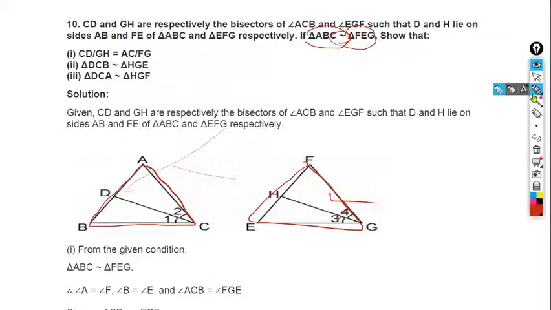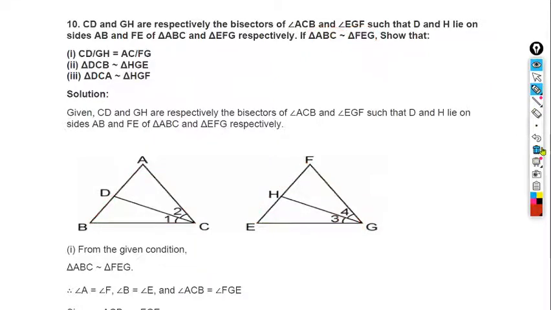So first we have to prove CD by GH equal to AC by FG. Where is CD? It is this. These two ratios, CD by GH and AC by FG, are in between these two triangles, triangle GHF and triangle CDA. So we have to make these two triangles similar. Let's start.